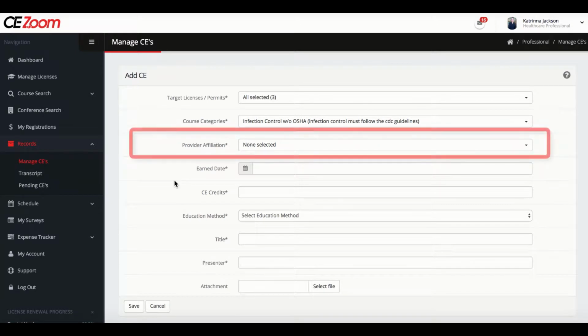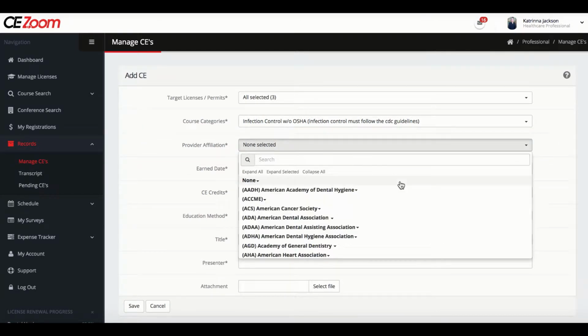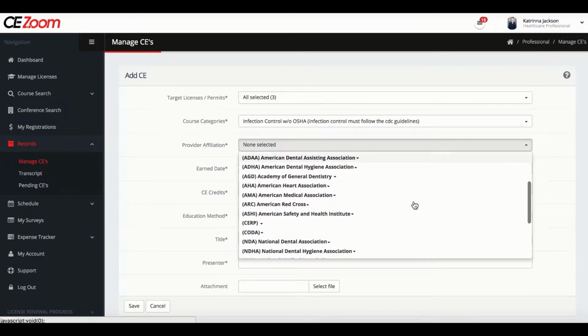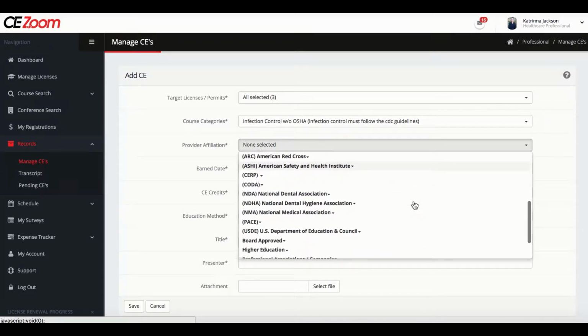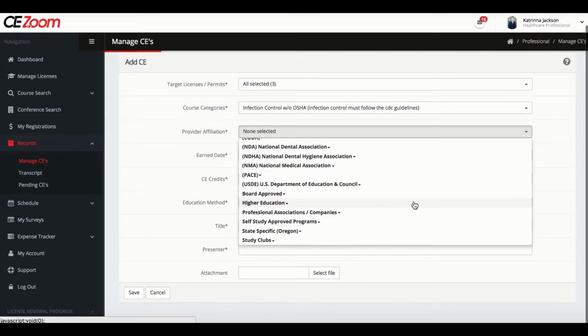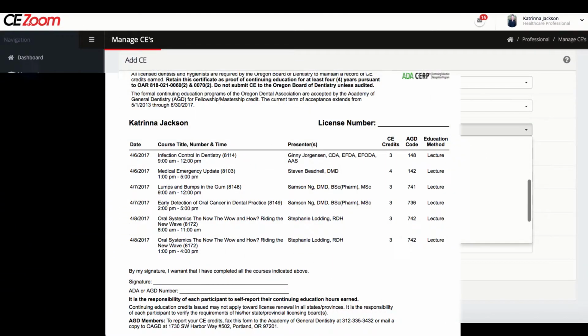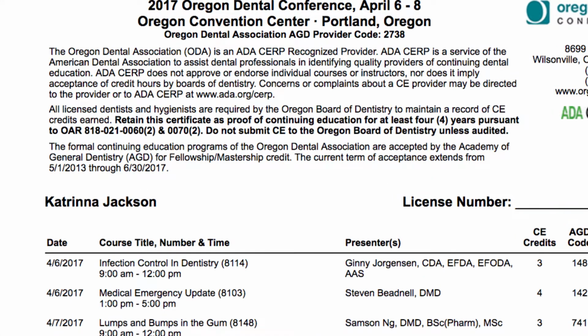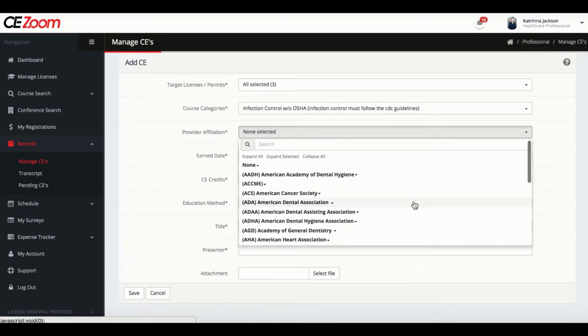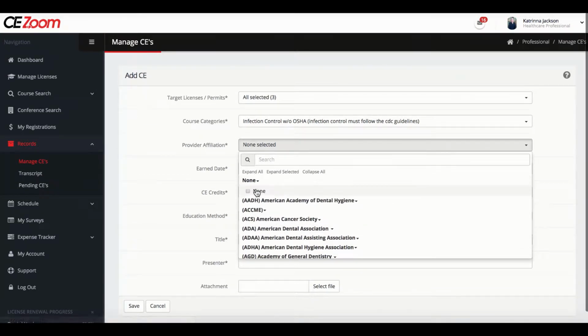The second most important field is the provider affiliation. This again, you can select all that apply. Choose the organization or organizations that approve the course you attended. If the presenter of your course is an affiliated provider with one or more organizations, it will be listed on your certificate. In my example here, you can see that mine was approved by the ADA and the AGD. If you do not have any provider affiliations, then select none.